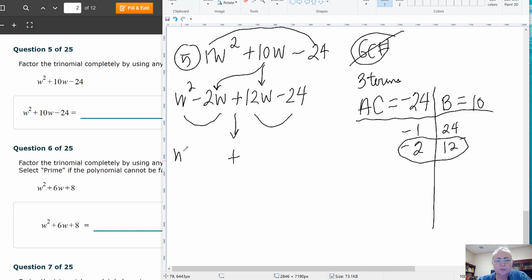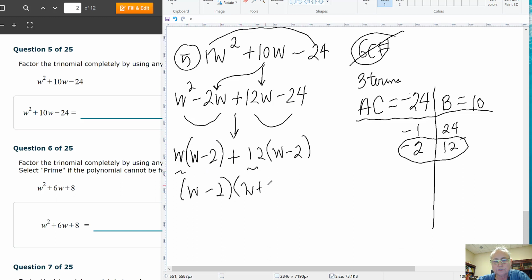These two have a W in common. That will give me a W minus 2. These two have a 12 in common, and that will give me a W minus 2. So the common binomial, W minus 2, what's left over? W plus 12. And again, because there's a 1 here, look, I can go directly to W minus 2, W plus 12. That's number 5.